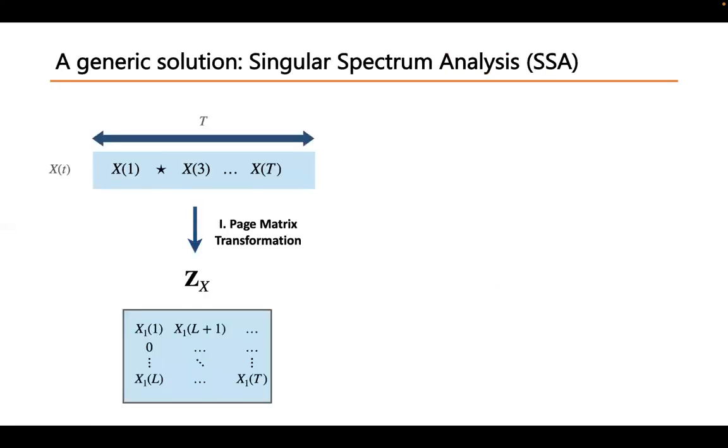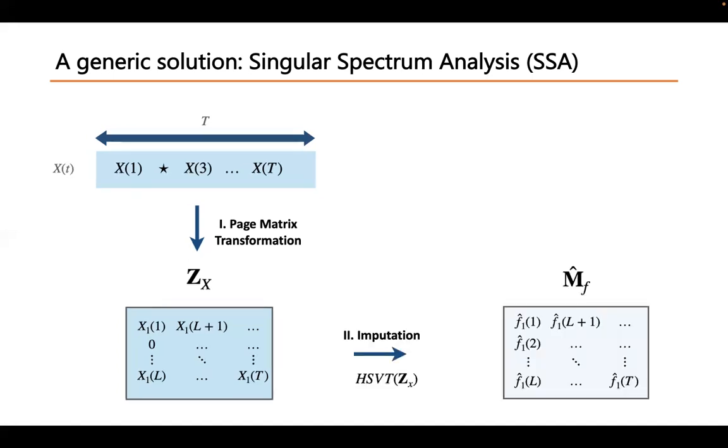A generic solution for this problem is something called singular spectrum analysis, or SSA for short. It's a very popular method in practice. It's a simple two-step procedure. The first step is you do a page matrix transformation, where you first take your time series, x1 to xT, capital T, and you create a matrix out of it as follows, where you take, say L is a hyperparameter, the first L points of this time series, x1 to xL, you put it as the first column, then the second L elements of this time series, x_{L+1} to x_{2L}, the second column, and so on and so forth. That particular matrix is called the page matrix.